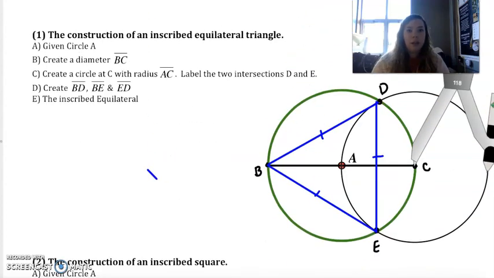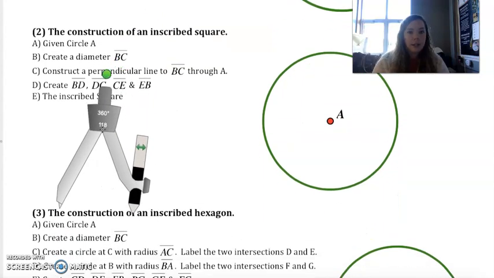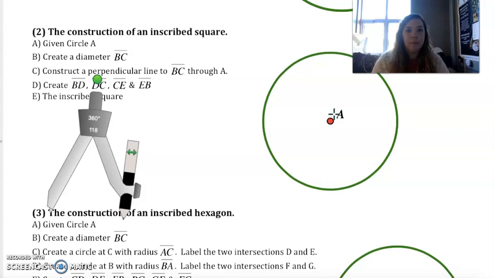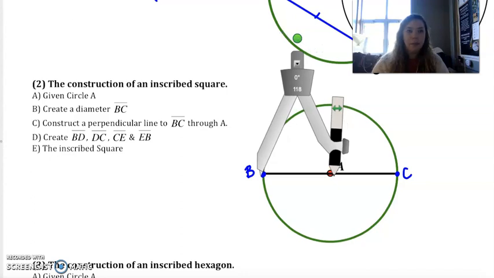Given circle A, let me drag my compass down here. Given circle A, create a diameter BC, so we'll start the same. Use your straight edge, make sure that's nice and straight. So here we have BC. Construct a perpendicular line to BC through A. In case you don't remember, this is where we want our perpendicular bisector steps. So this is like number 7 from yesterday's notes.